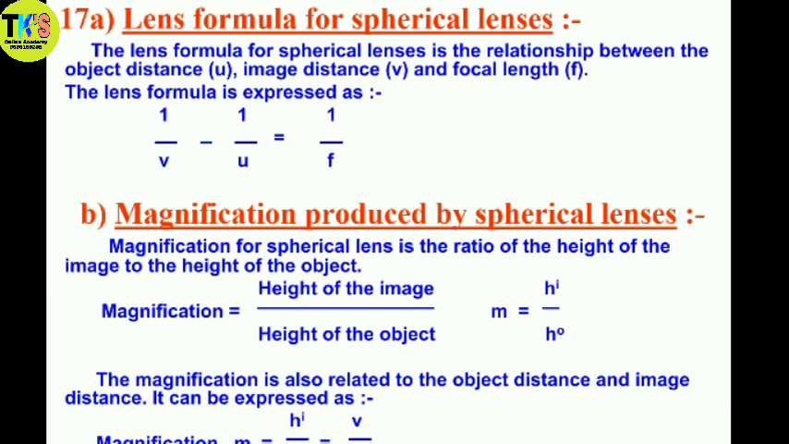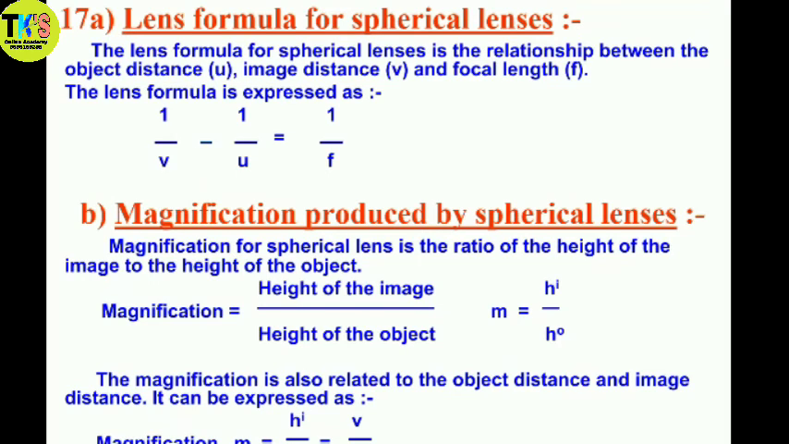Okay. Now we will discuss lens formula for spherical lens. We have discussed mirror formula for spherical mirrors. That was 1 upon u plus 1 upon v is equal to 1 upon f. But here is a little bit of difference. The lens formula for spherical lens is the relationship between the object distance, that is u, image distance v, and the focal length. The lens formula is expressed as 1 upon v minus 1 upon u is equal to 1 upon f. It's most important from the examination point of view.